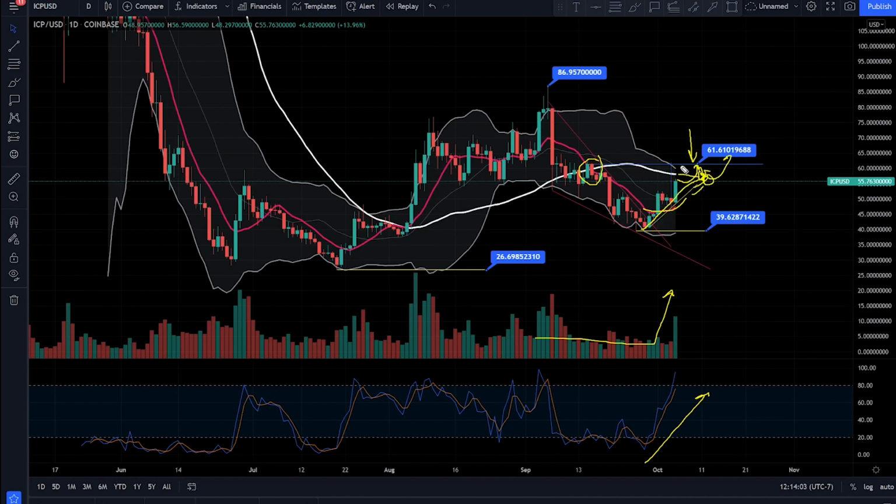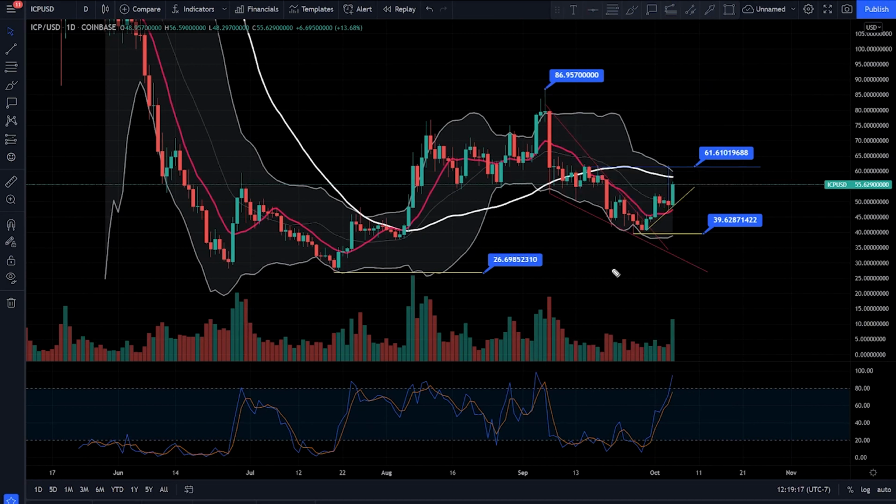ICP would then consolidate and then run up and reach our target price of 87. This is also the same spot where it started forming this falling wedge. So in the short term, ICP is definitely looking good. It found bottom at 39.6 and is in the process of reversing direction, which will eventually take it all the way to $87. We'll revisit ICP again once it runs up and retests the 61.5.